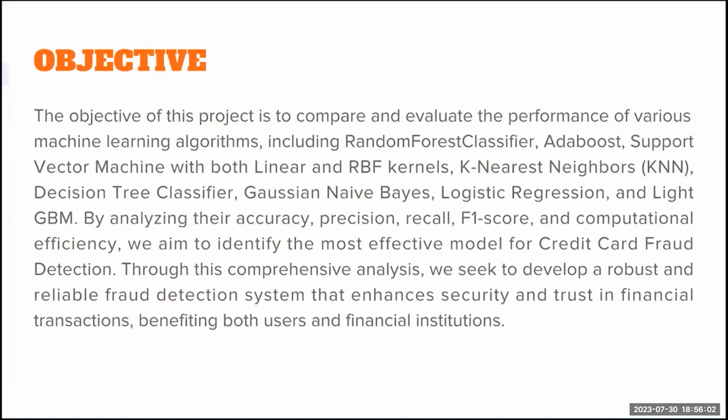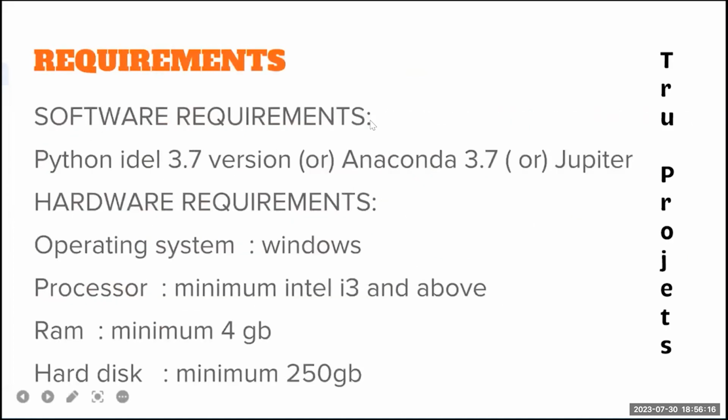The final goal is to deploy the best performing model for real-time fraud detection, ensuring continuous improvement through regular updates and refinement to adapt to emerging fraud trends. And these are the basic requirements needed to build this project. The software requirements are Python IDE with version 3.7, or Anaconda with version 3.7, or Jupyter Notebook. Hardware requirements are operating system as Windows, processor of minimum Intel i3 and above, RAM of minimum 4 GB, hard disk of minimum 250 GB.